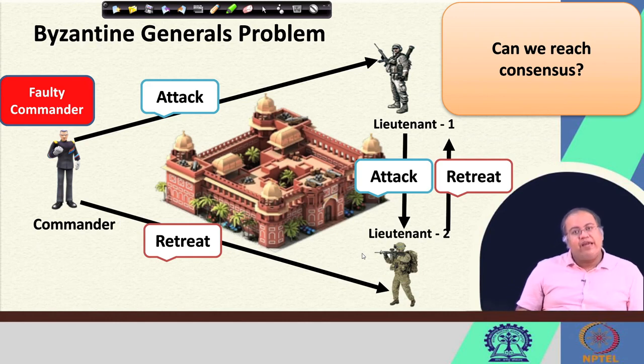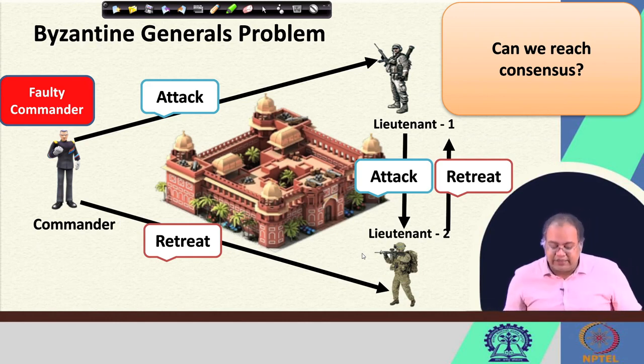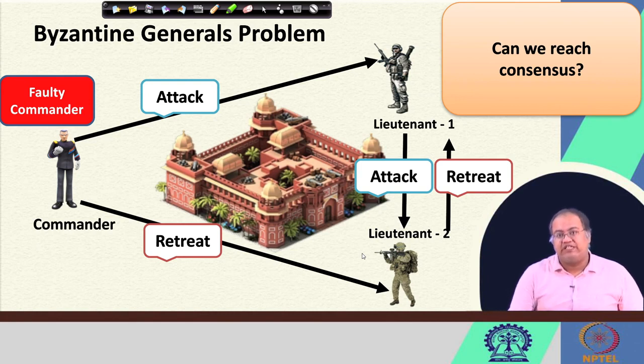Lieutenant 1 might be able to see that it is receiving different messages. It sees that the commander has sent attack and lieutenant 2 has sent me retreat. So there is something fishy or problematic here possibly. Similarly, lieutenant 2 can also find it out. Lieutenant 2 sees that my fellow lieutenant has told me to attack, but the commander has told me to retreat. So there is something fishy here. But the question is, what is the problematic behavior?